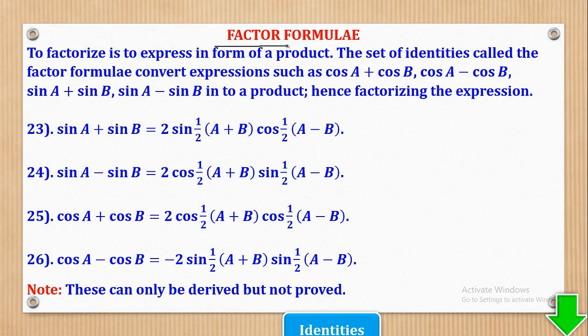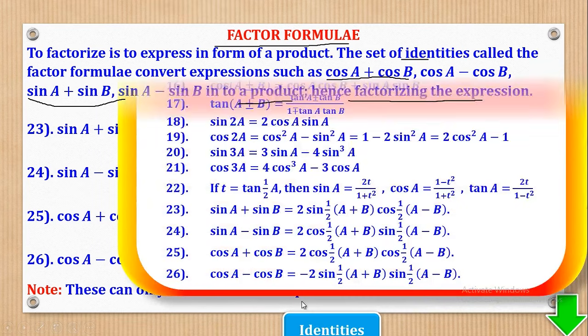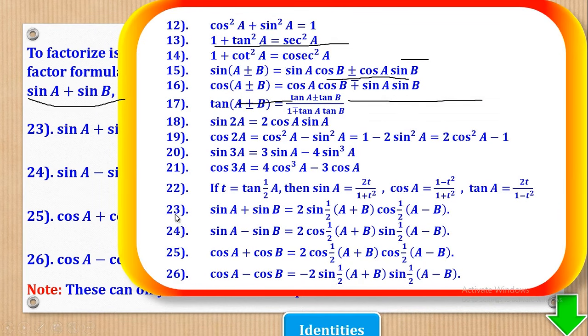So now we shall go to factor formula. These are identities which are used to convert expressions such as cos A plus or minus cos B and sin A plus or minus sin B into a product, hence factorizing the expression. These are also found in the mathematical tables, and these are numbers from 23 up to 26. So 23, 24, 25, 26 are all under factor formula.